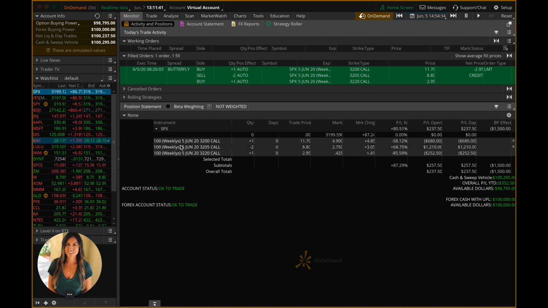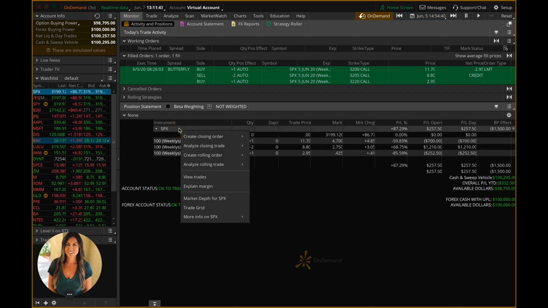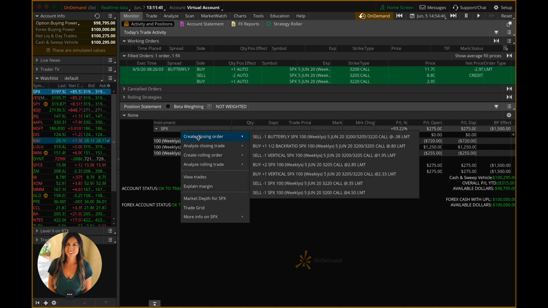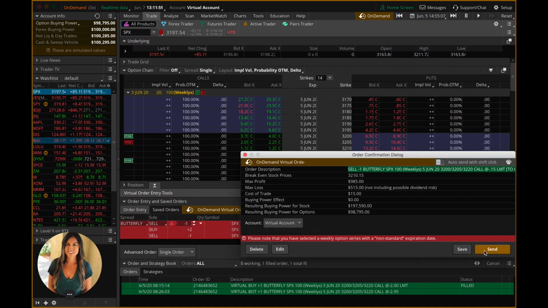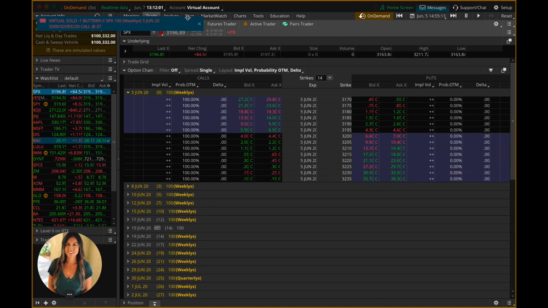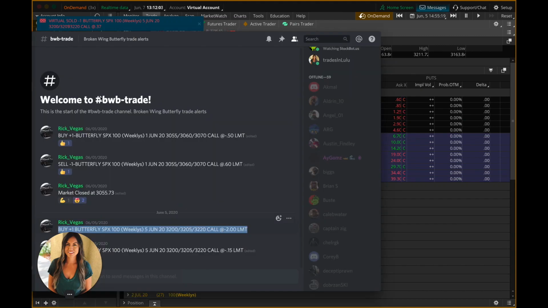So to exit the trade, if I hadn't gone over this earlier in the video, you're going to hit right click, create closing order, tap the first one to sell, and then what we ended up closing it for was 15 cents. So I'm just going to enter it like that. Hit confirm and send. It filled right away. So as you can see, that's what we ended up closing it for.